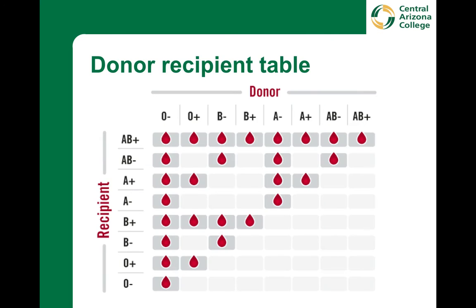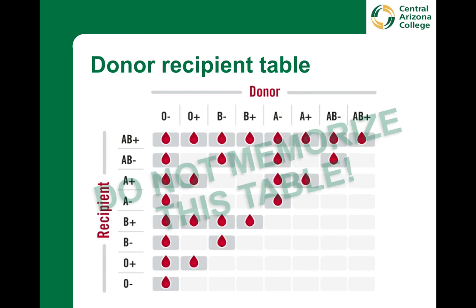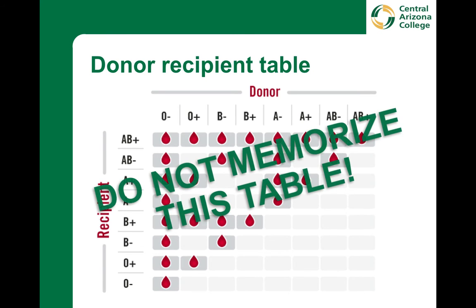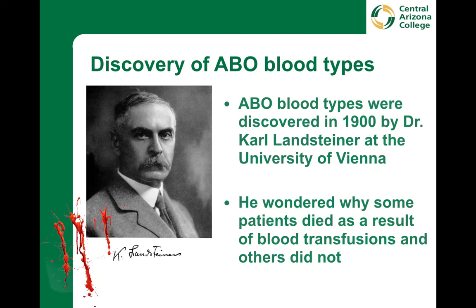Often students find these donor-recipient tables in textbooks, and they think that they have to memorize all this. For heaven's sake, don't do it. That's why you have me to teach it. We are going to go through what all this stuff means so that it makes sense and you don't have to memorize a thing. Let's start with a little history.